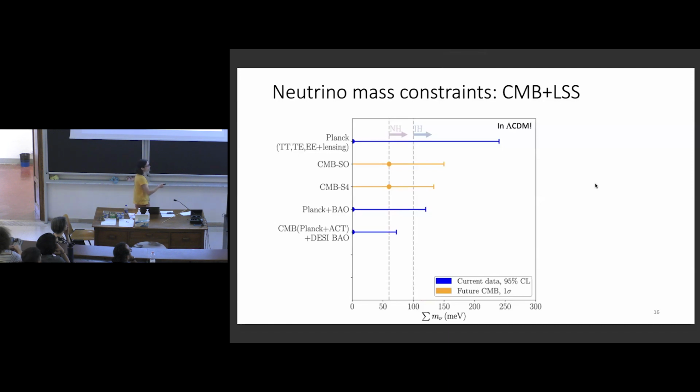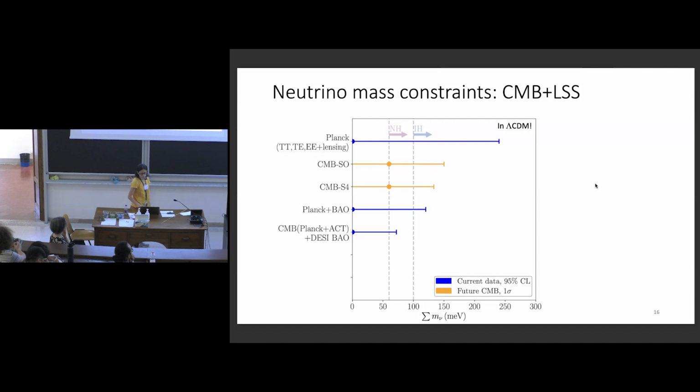And indeed, this is what is already happening. This was the bound from Planck plus old BAO data, and it's improving with respect to the Planck-only bound. And this is the fantastic bound that was released by the DESI collaboration at the beginning of April, so a few months ago. This is about 72 millielectron volt, 95% confidence level.